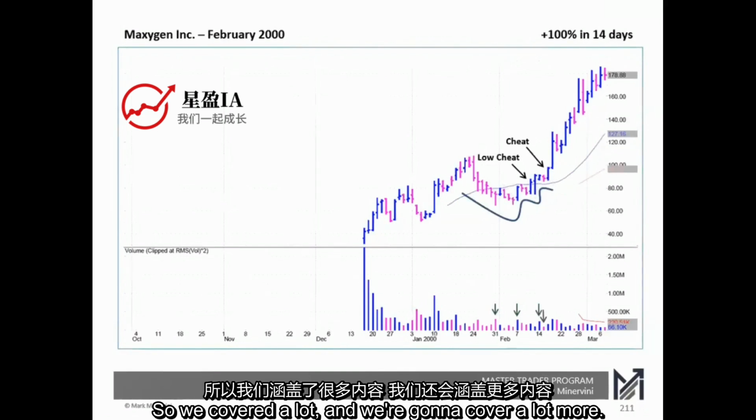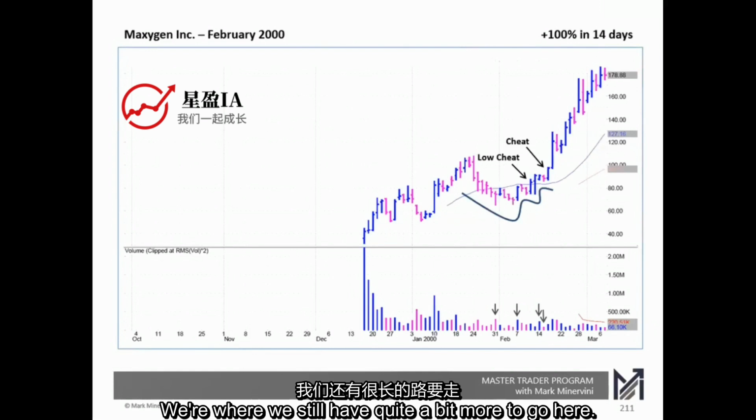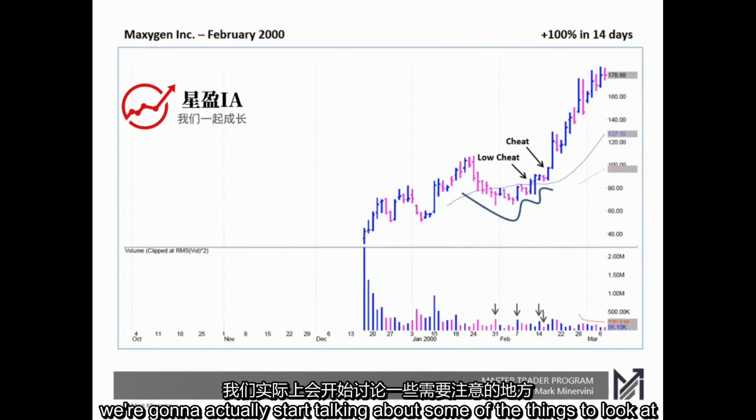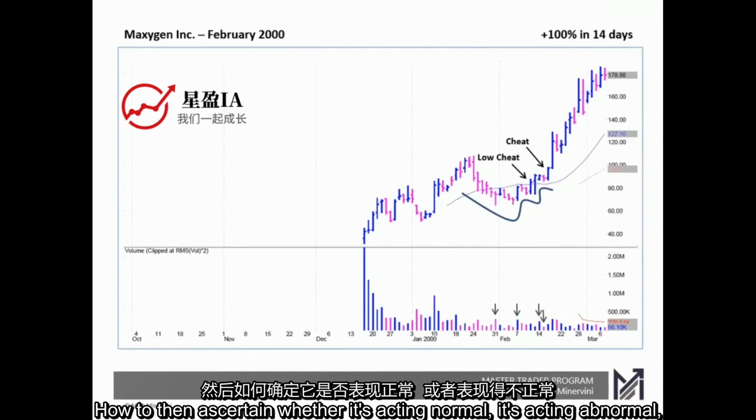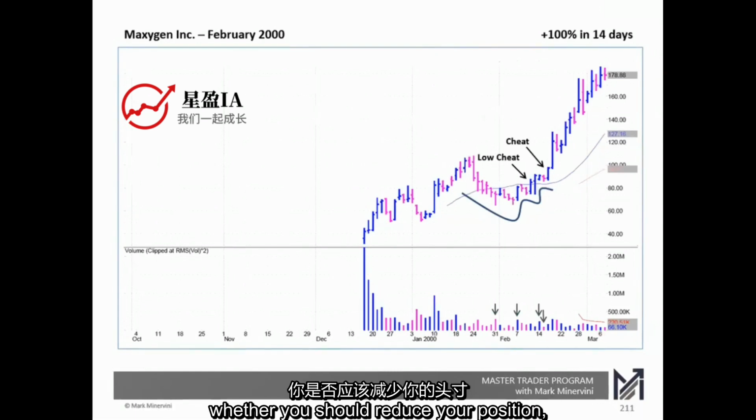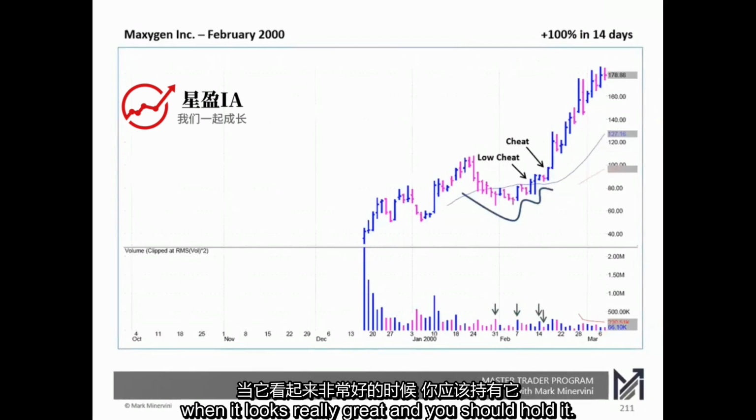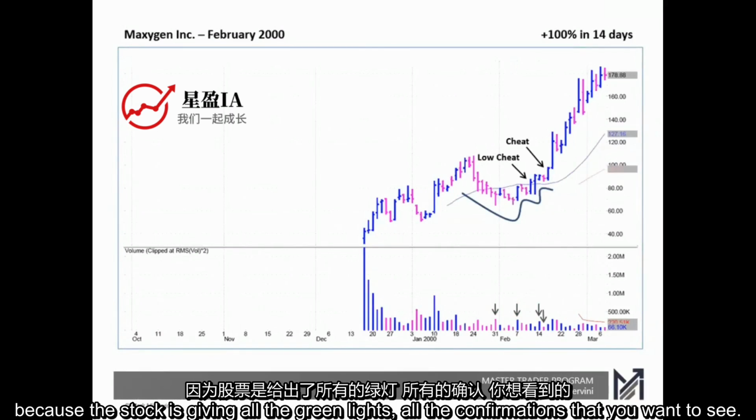Okay, so we covered a lot, and we're going to cover a lot more. This is just scratching the surface so far, right? We still have quite a bit more to go here, and when we come back, we're going to start talking about some of the things to look at after you buy the stock and the stock starts moving up out of these bases: how to ascertain whether it's acting normal or abnormal, whether you should reduce your position and maybe even sell it before it hits a stop, and when it looks really great and you should hold it and maybe not even take a quick profit and go for a bigger profit because the stock is giving all the green lights, all the confirmations that you want to see.